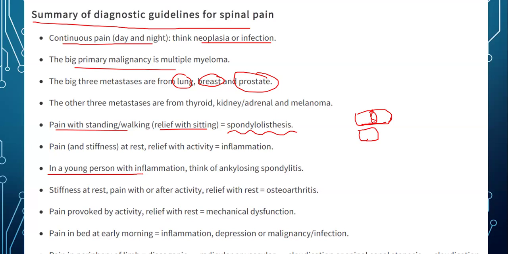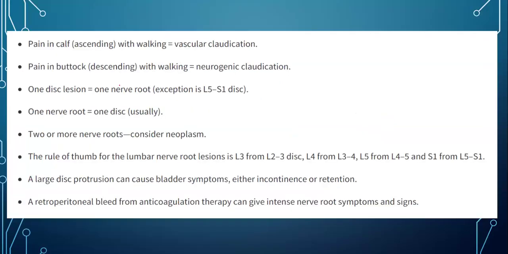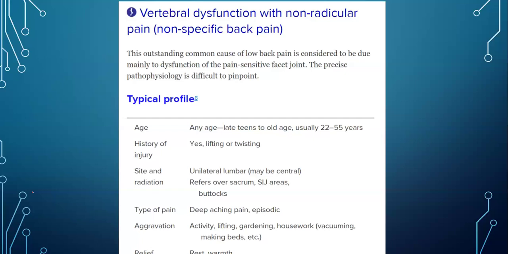If it's a young person having characteristic inflammatory back pain, think of the possibility of ankylosing spondylitis. And osteoarthritis is basically a mechanical pain. So the patient's pain will get better with rest and worse with activity. And you can go through these things in your own time.